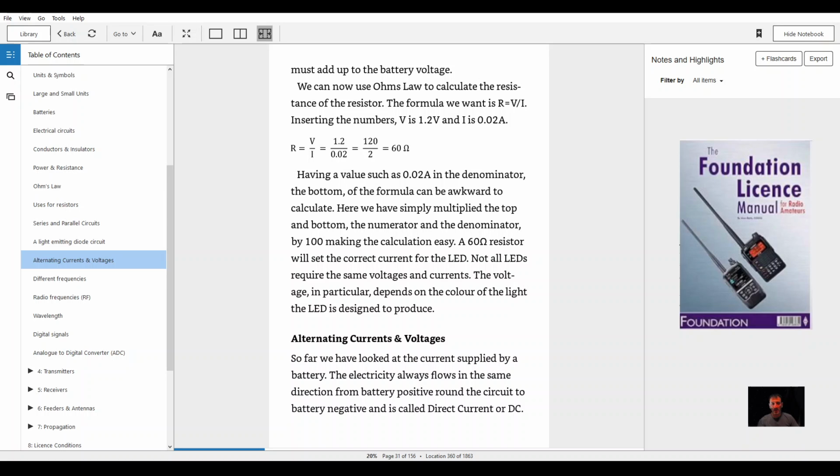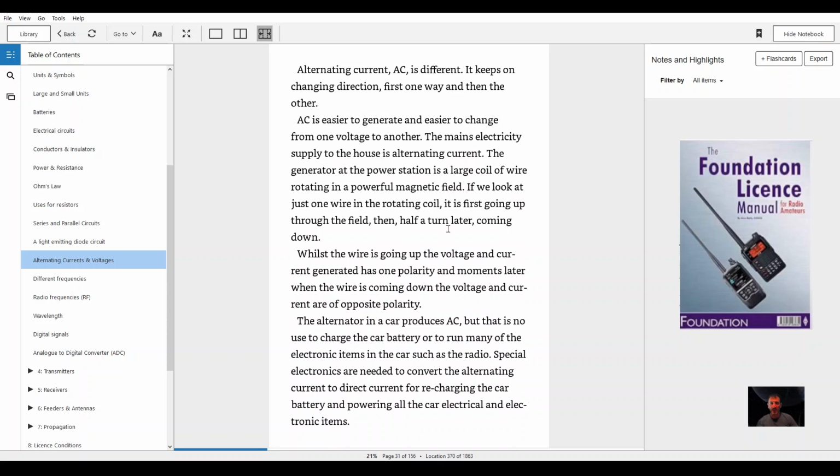Alternating currents and voltages. So far we have looked at the current supplied by a battery. The electricity always flows in the same direction from battery positive round the circuit to battery negative and is called direct current or DC. Alternating current, AC, is different. It keeps on changing direction, first one way and then the other.